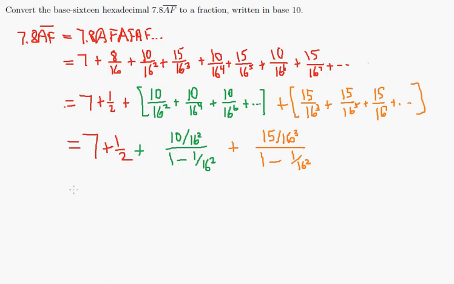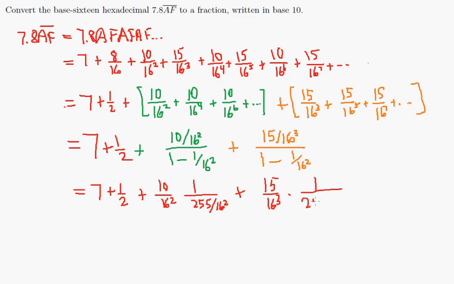Okay, so let's see. We have 7 plus a half, plus 10 over 16 squared, all over 1 minus 1 over 16 squared, which is the same as 255 over 16 squared. And then the last term, we have 15 over 16 cubed times 1 over 255 over 16 squared.